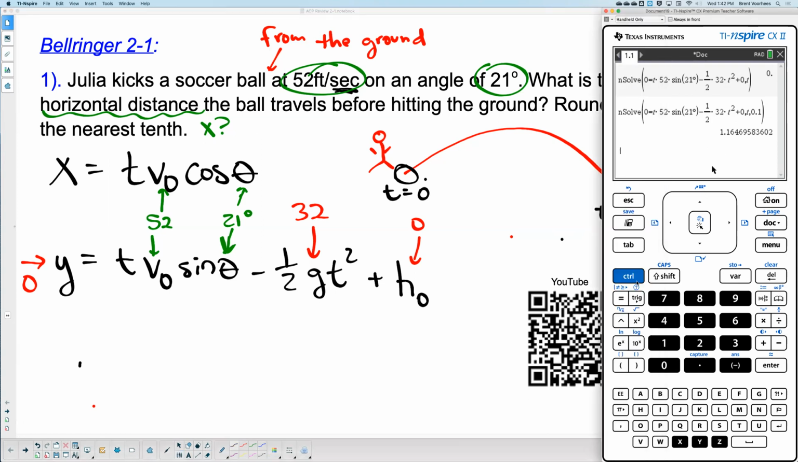So to store it, hit control variable. Control variable does this store right there, and hit the letter T. We're going to save this as a letter T, so we don't have a rounding error. Now we'll take this and substitute it into the x equation.